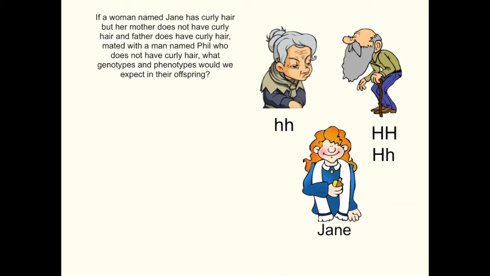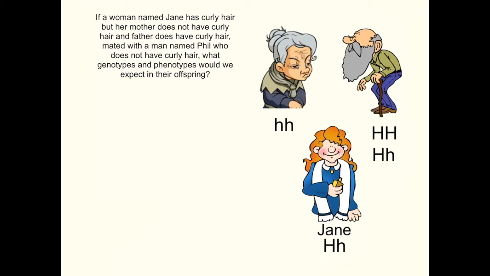But we do know that Jane has curly hair, so she needs to have at least one big H, which will come from her father, and a little h, which we know will come from her mother, because that's the only thing that her mother can give. So this gives us Jane's genotype, which is heterozygous for curly hair, big H, little h.